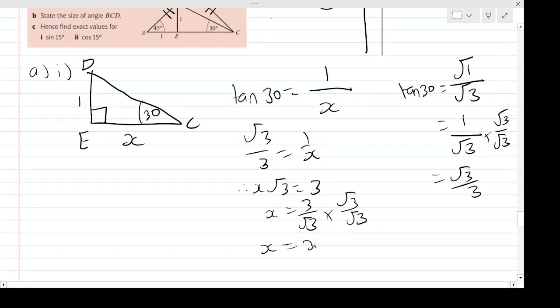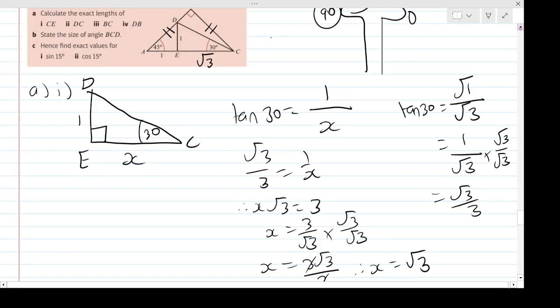And then we get 3 root 3 over root 3 times root 3 is just 3. Well, the 3's cancel, so therefore x is just root 3. So CE, we can add that onto the diagram, is root 3. Okay, obviously the calculator would give you basically the whole answer there. I didn't have to work out tan 30, and it does simplify the surds as well, but I thought I'd show the full thing, right?